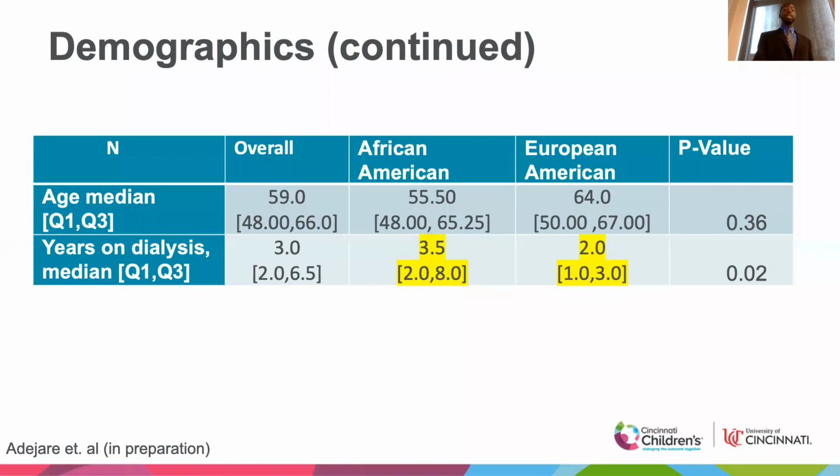So now we're going to look into the demographics, and what we see is that while African Americans may be younger in our cohort, we saw that the years in dialysis differed between African and European Americans, where African Americans, on a median, had 18 months difference between themselves and their European white American counterparts.